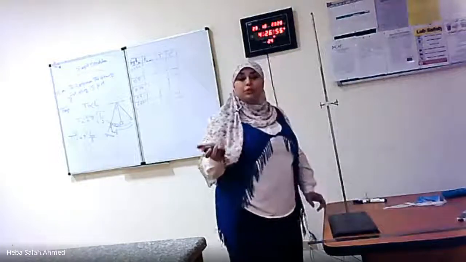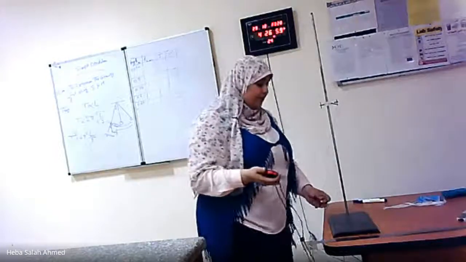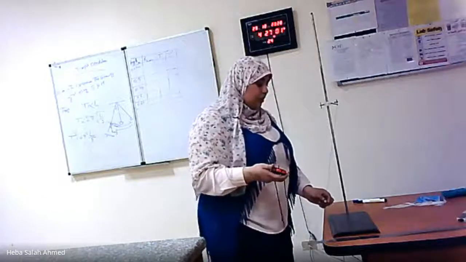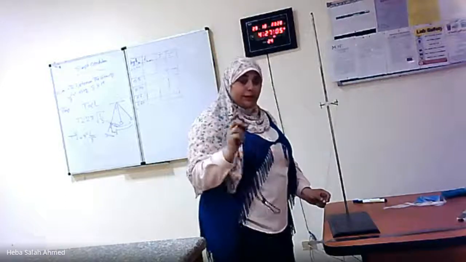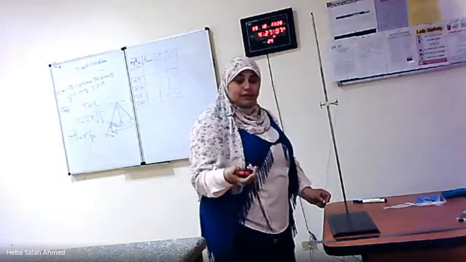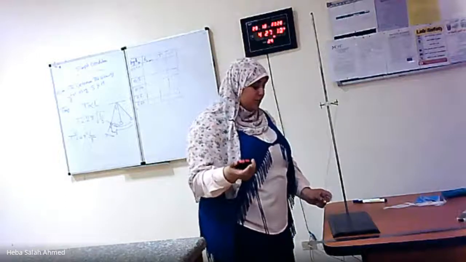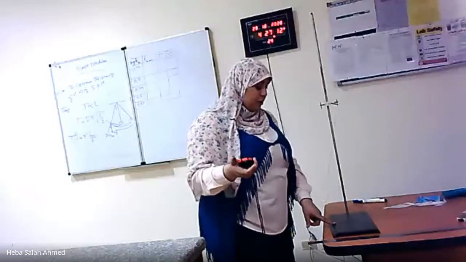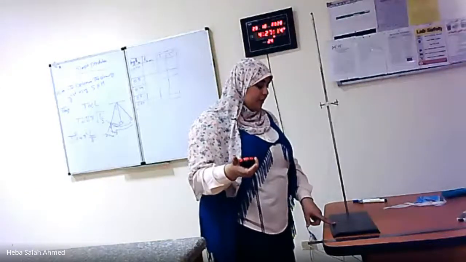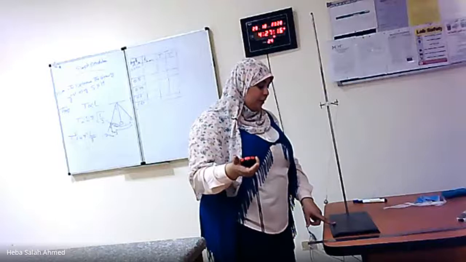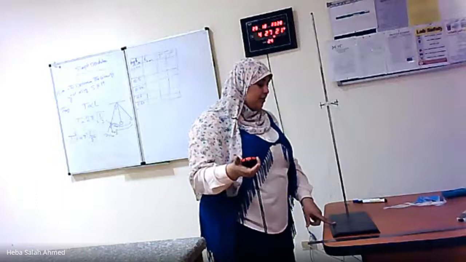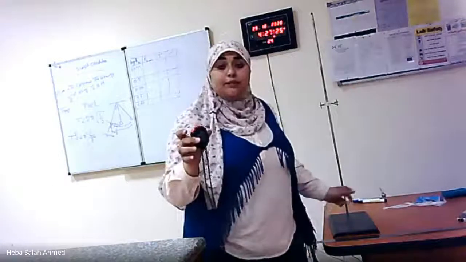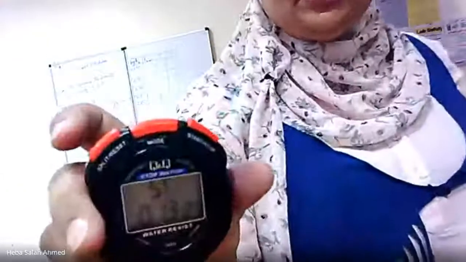Start the stopwatch when you have started the simple harmonic motion. Okay? So you're going to count 10 oscillations and then stop. So 1, 2, 3, 4, 5, 6, 7, 8, 9, and 10. This is the time for 10 oscillations.